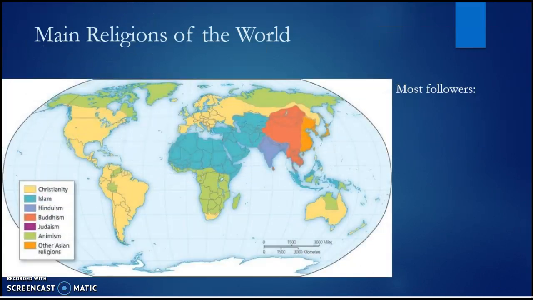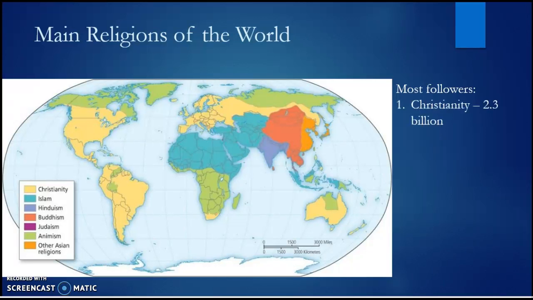When we look around the world, we see a map that shows us very well-defined patterns. Now, we need to keep in mind that this map shows us areas of intensity, of majority, but it doesn't mean that in the Americas, where we see the tan color, that only Christians live. So what we're looking at on this map are dominant religions in different regions of the world.